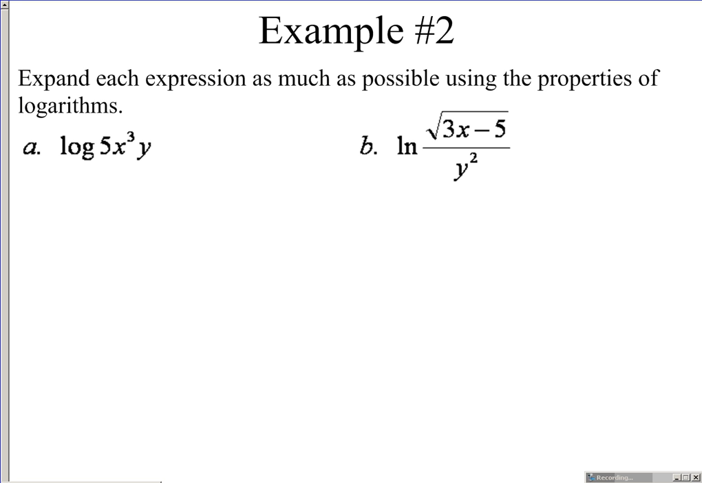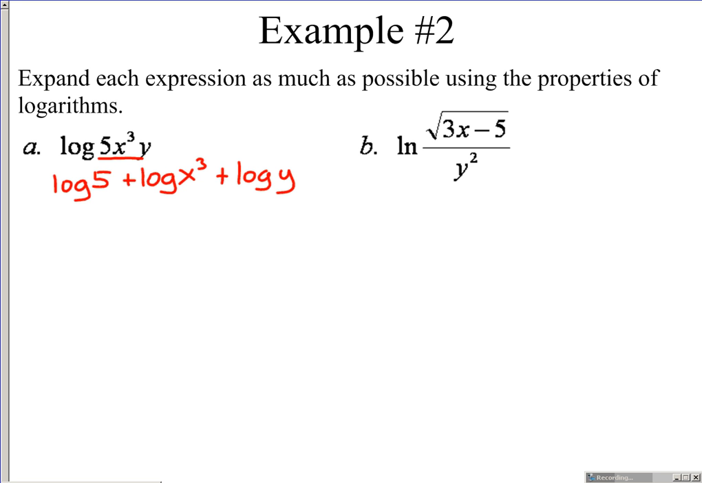Expand each expression as much as possible using the properties of logarithms. Okay, you're going to be expanding and simplifying using the properties that we talked about on the first slide. So in this case, if I look at the argument in this logarithm, we have a bunch of multiplication. If I want to expand this out into separate logarithms, and I have a multiplication in the argument, we know we can separate that out by adding each of the individual logarithms. So that's log of 5 plus log of x cubed plus log y.